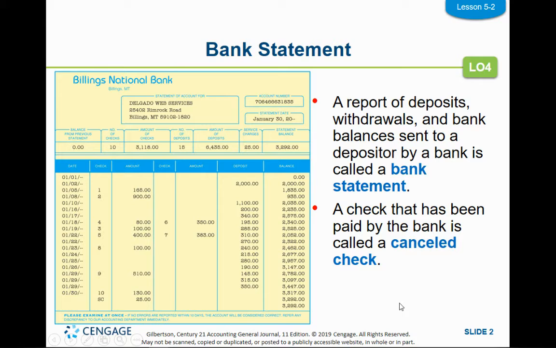And so a check that the bank has paid, or what in the real world they call it, has cleared the bank, is what they call a canceled check. It doesn't mean the check is canceled and the money's not coming out of your account. It means that it's cleared through the bank and the money has come out of your account.